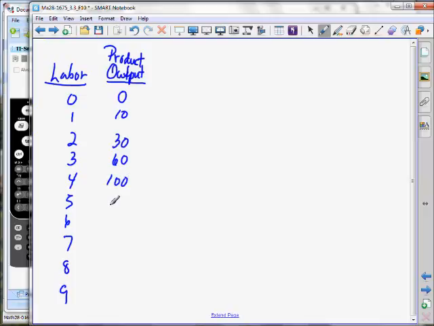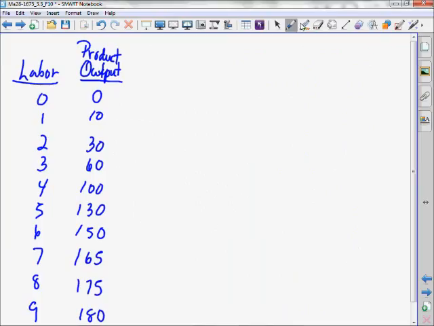100, 130, 150. It does jump to 165, so it's not quite a 10 there. And then 175, and then 180. Okay, so I need to get that in my Inspire also.